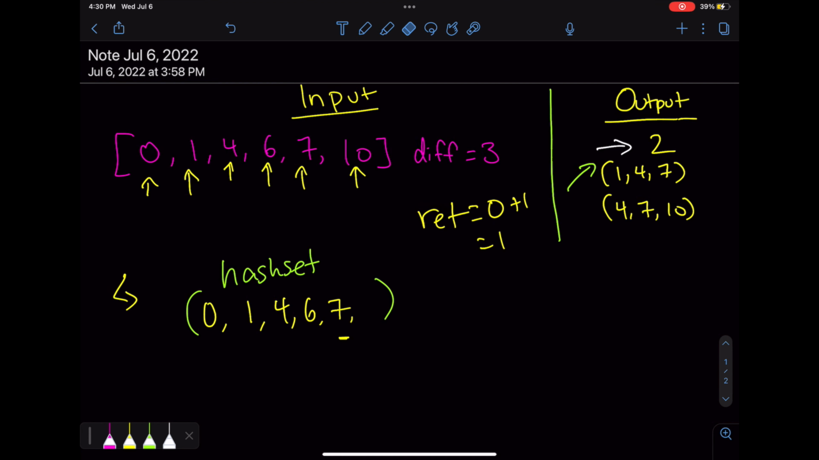And we'd say, is 10 minus 2 times 3 in our hash set, which is 4? Yes, it is. It's right there. So we go ahead and increment our return value counter by 1, and now our return value is 2. And the last step we do is add 10 to our hash set, and that's it.